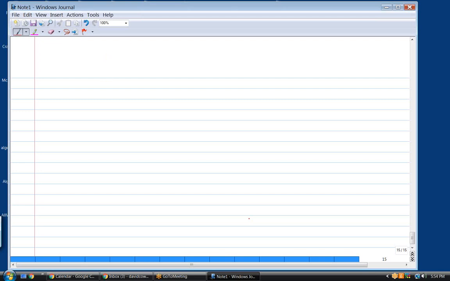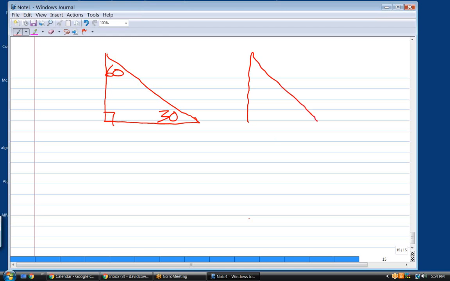These 2 triangles are the foundation of trig, believe it or not. These 2 triangles that you've been getting ever since Algebra 1. They've been talking to you about a 45-45 right triangle and a 30-60 right triangle.